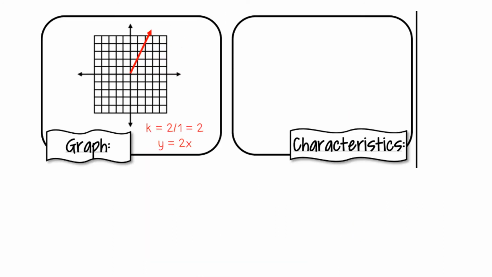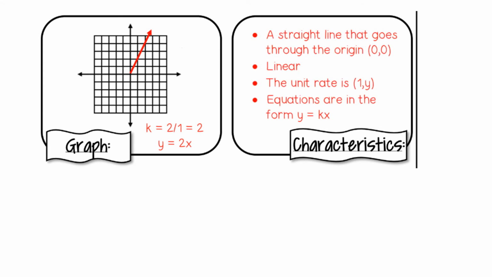All right, so what are the characteristics of this? First, what we have is a straight line that goes through the origin. Okay, so a straight line going through the origin, check. It is linear, which means straight line. You should add that in there. The unit rate is 1 comma y. That's an important thing here.